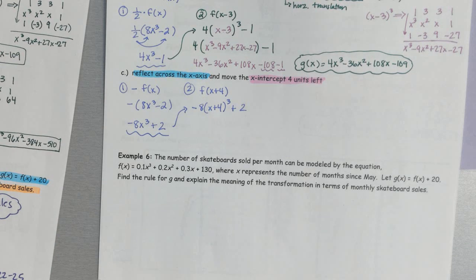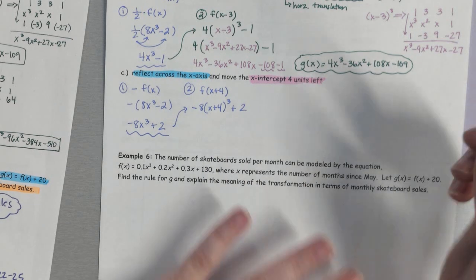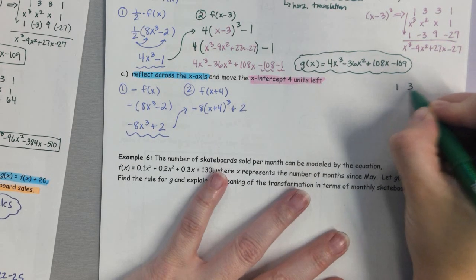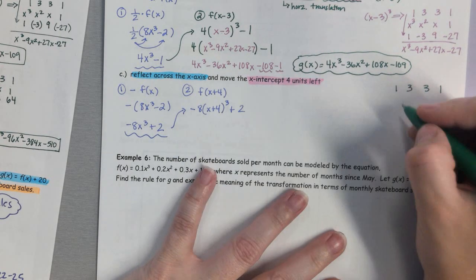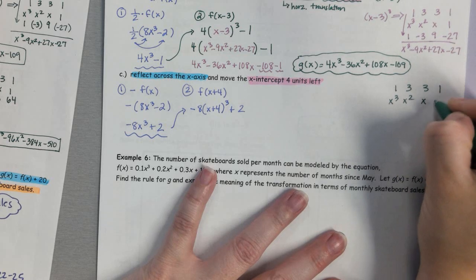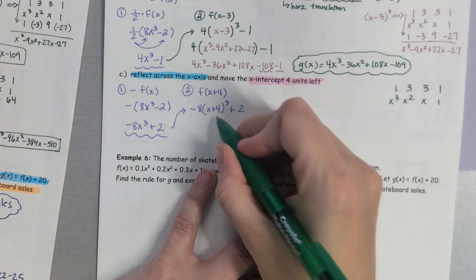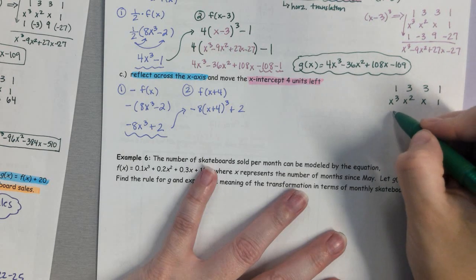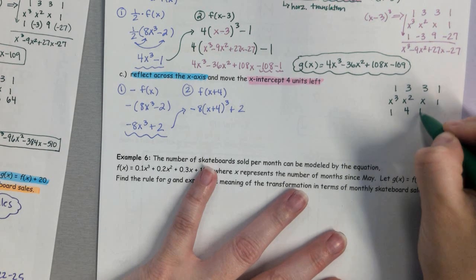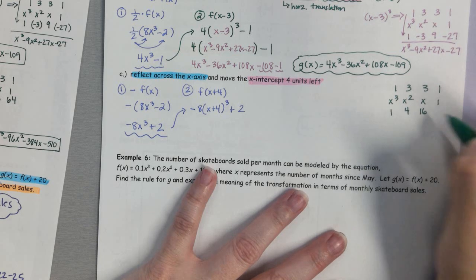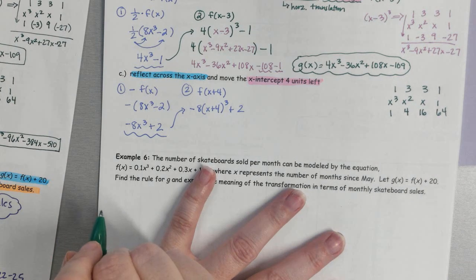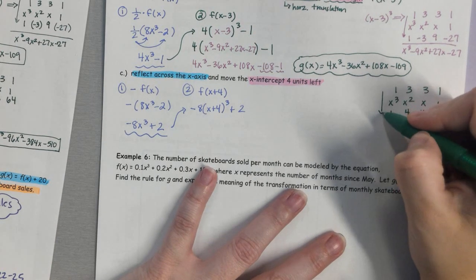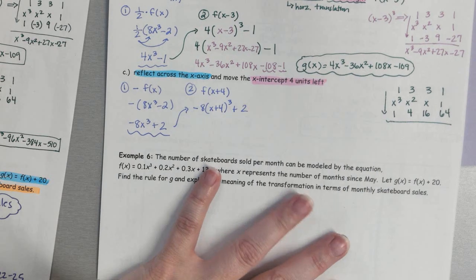Okay, you can see the more that you practice this, the more fluid it's going to become. So again, let's use our good old buddy Pascal. 1, 3, 3, 1. And then with the x's, cubed, squared, x to the 0 power is 1. This is a positive 4. So 4 to the 0 is 1, 4 to the first, 4 to the second is 16, 4 to the third is 64. You see how quick that is? If you haven't been using Pascal, I do recommend that you do it.